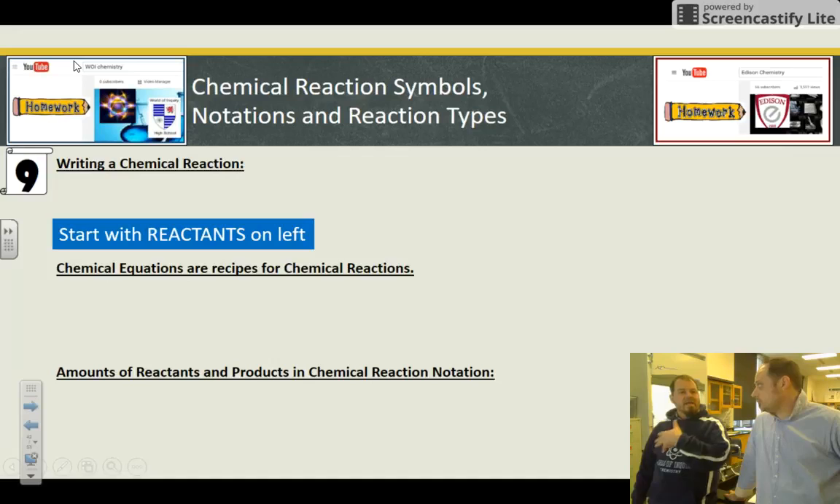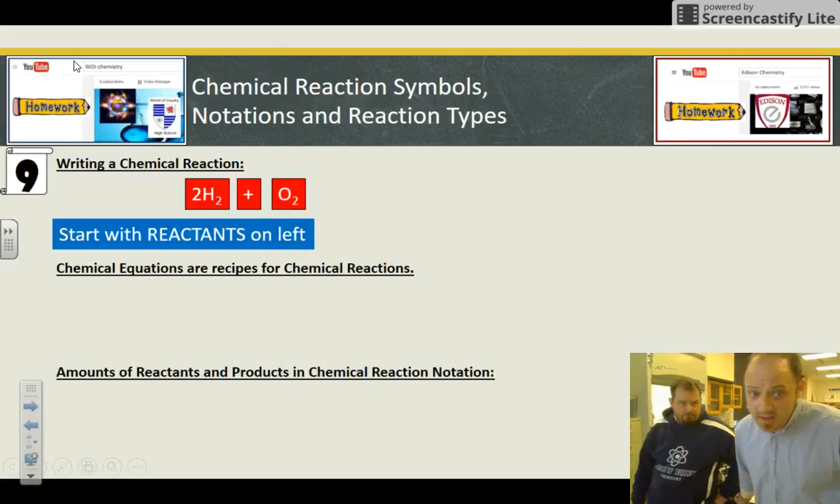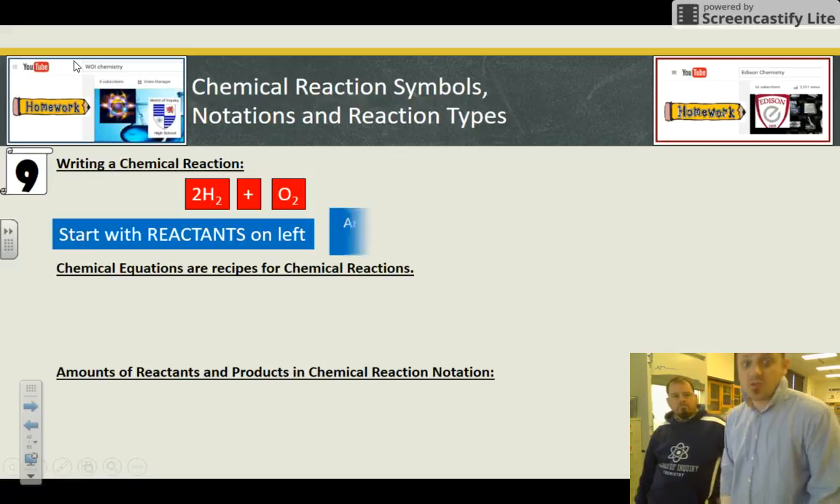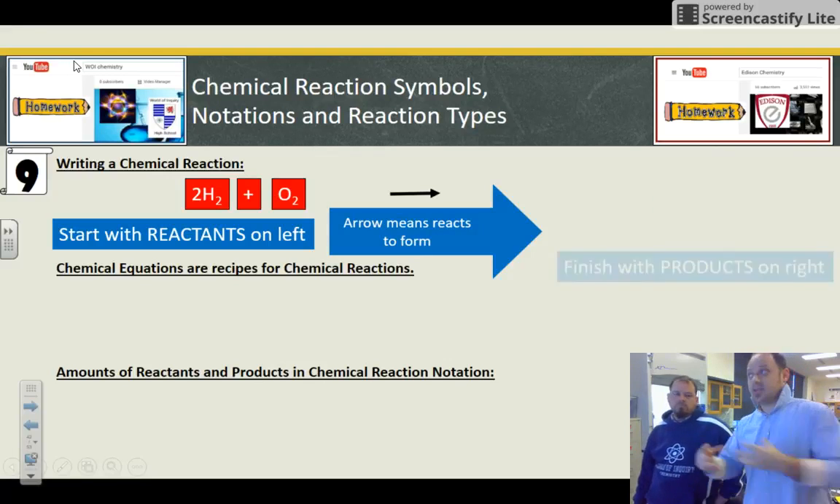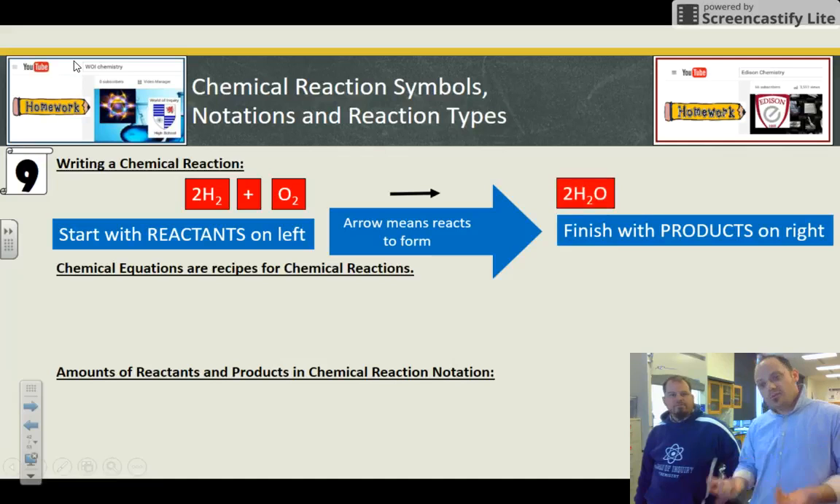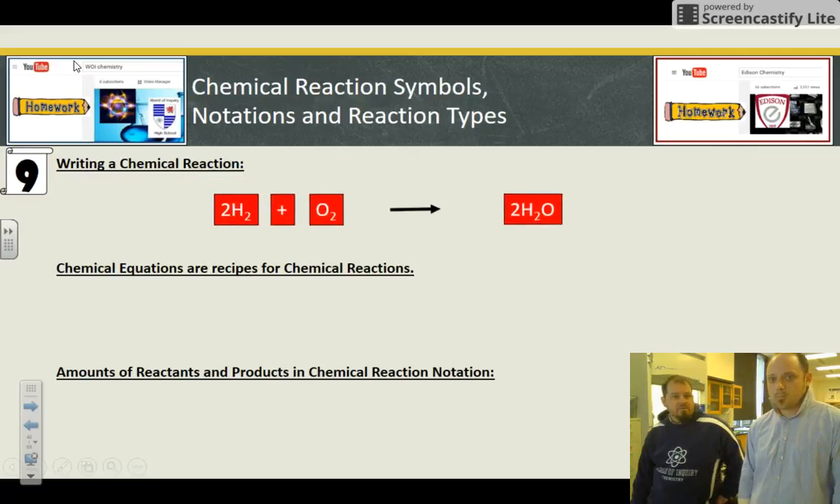Well, we start with reactants on the left-hand side. Please, can we get this right? Every time. Please. So in this case, we've got 2 moles of hydrogen gas and 1 mole of oxygen gas. Those reactants will be on the left. The arrow that we show says this stuff that was reactant reacts to form, makes a chemical reaction with. And we finish with the products on the right.